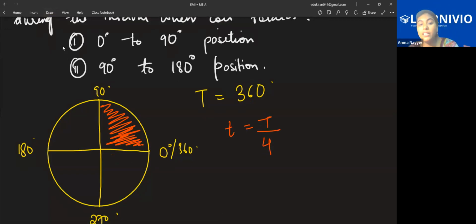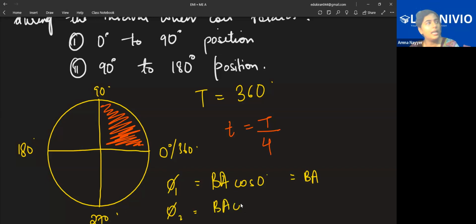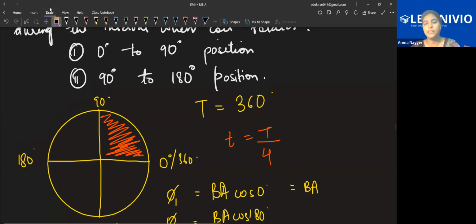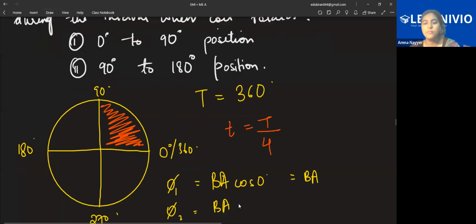Now we have to calculate the flux for both the positions. So phi 1, the first one, what is the formula for flux? B dot A, BA cos theta. So let's write down the first angle. This is BA cos 0 degree, which is equal to BA. What is the second angle given? BA cos 90 degree, straight away 0.